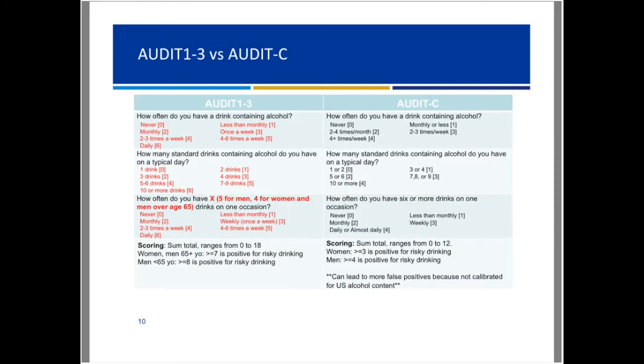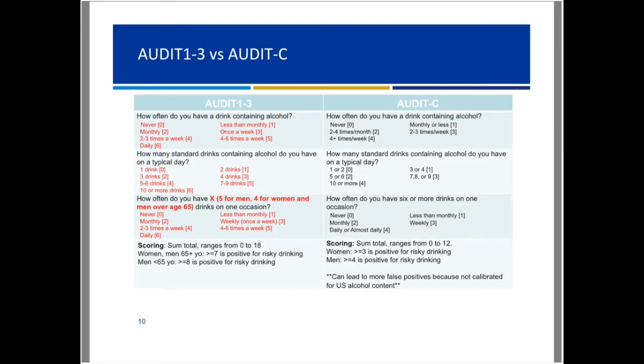Notice that the Audit 1-2-3 response options change when you compare it to the Audit C, whereas there's a maximum of 4 points here for the Audit C. You can see that you can get up to 6 points on this first item for the Audit 1-2-3, and that is similar for the other items. There are more response options, so there's better granularity in determining the drinking pattern.